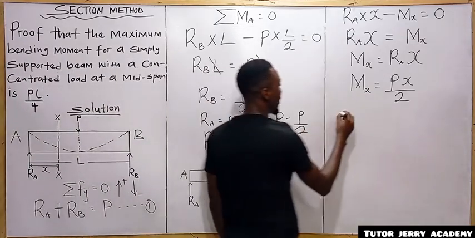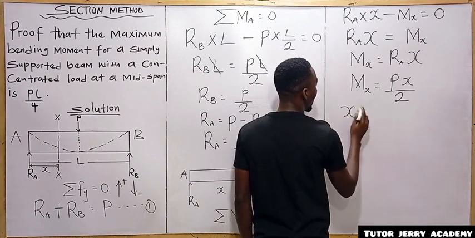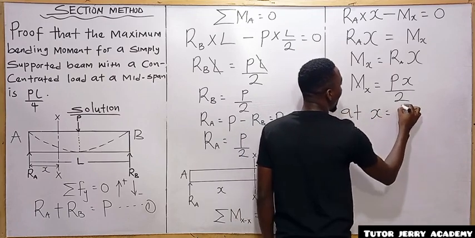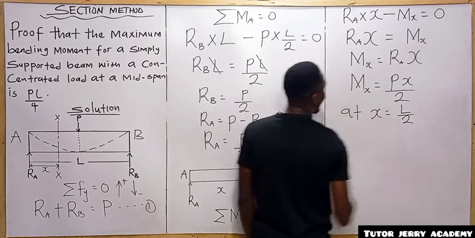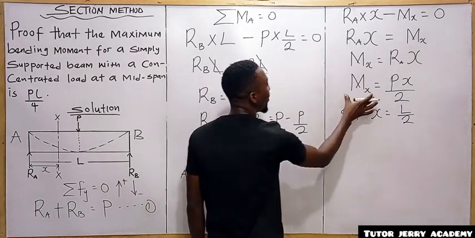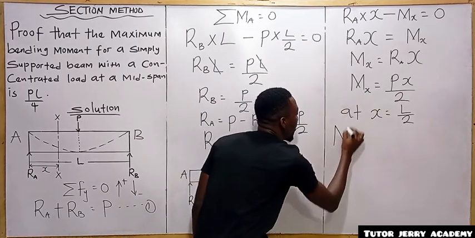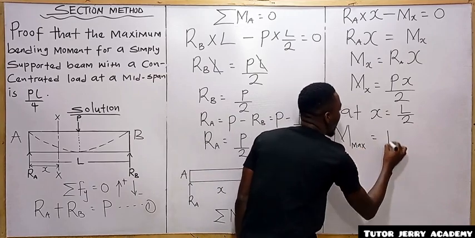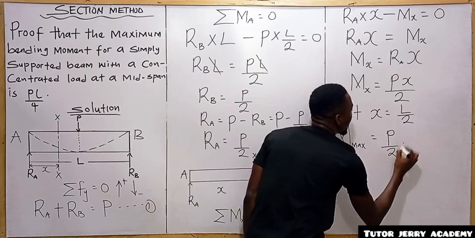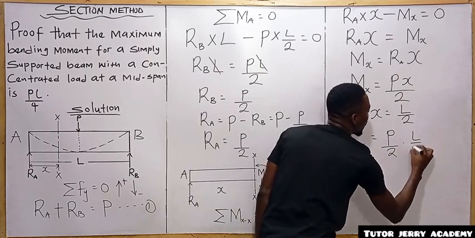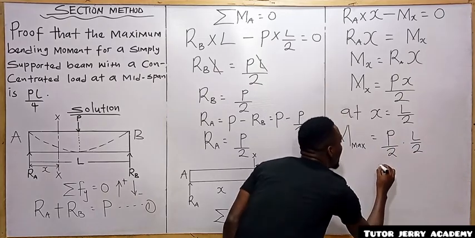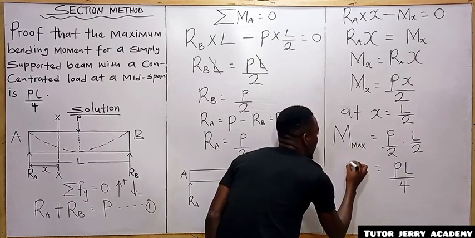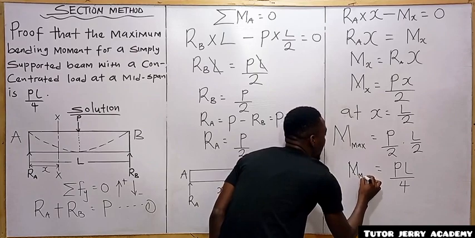So at s equals L over 2, we are going to have maximum bending moment. We are going to say M max will be equal to P over 2 multiplied by s, which is L over 2 now. So here we are going to have this equal to PL all over 4, which is going to give us the maximum bending moment.